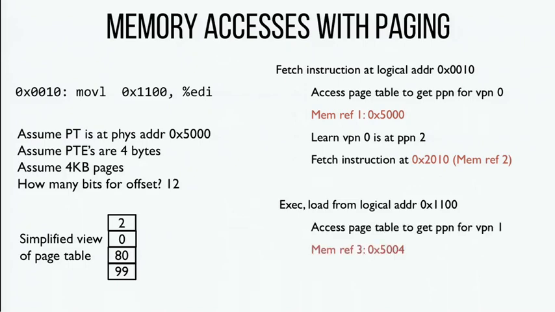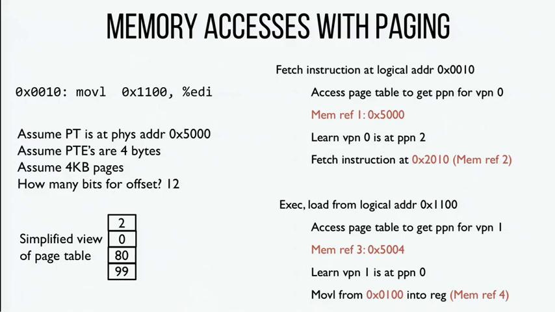So we need to access the page table, which will be at 5,000 plus, to get into the first entry, it's 4 bytes from the beginning. That tells us now we've gotten that the physical page number for this address is physical page number 0. So we take that 0 and we append it to our offset. VPN 1 lives at PPN 0. And so what will we get here? We will get 0th page and this offset, 100. So again, we had to do 2 memory accesses to actually execute that move instruction.